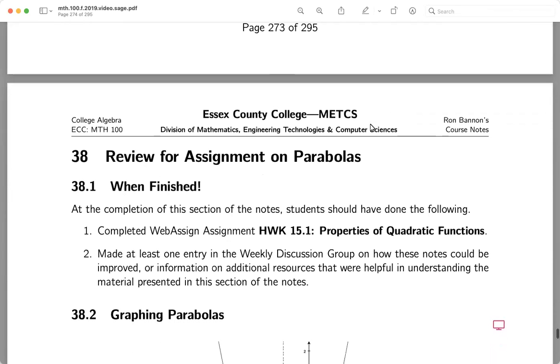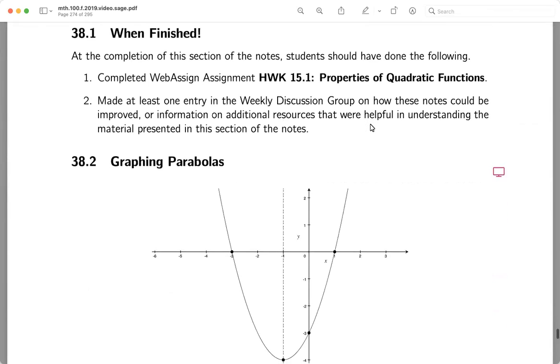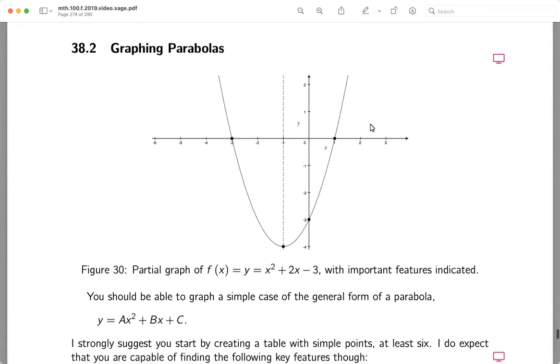Okay, we're in section 38. This is the parabola section, the section on parabolas. So we went through the lecture portion. Hopefully you paid attention and you're starting to make sense of what a parabola is.